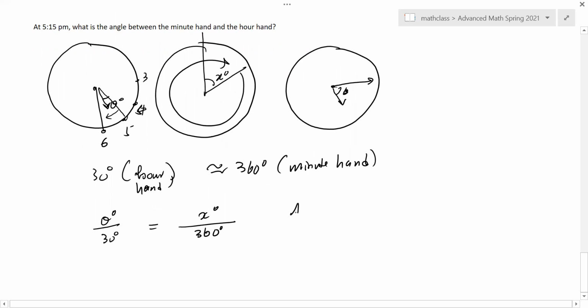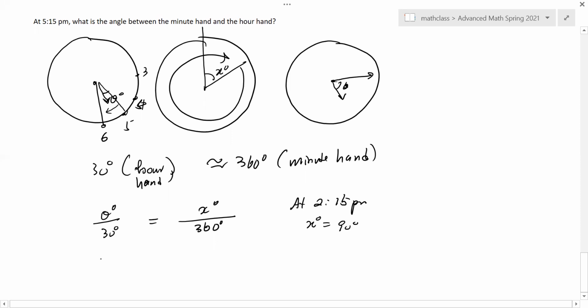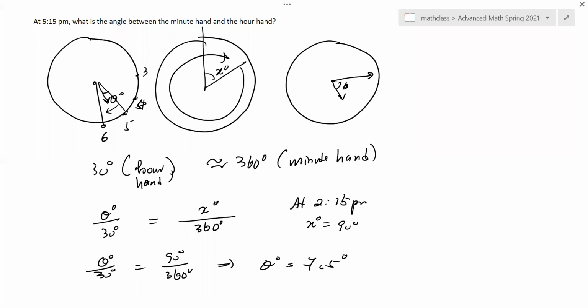at 2 hours 15 minutes, right? The x is going to be 90 degrees, right? So then you have theta over 30 equals 90 degrees over 360 degrees. After you simplify, that is going to be 7.5 degrees. Okay, 7.5 degrees.